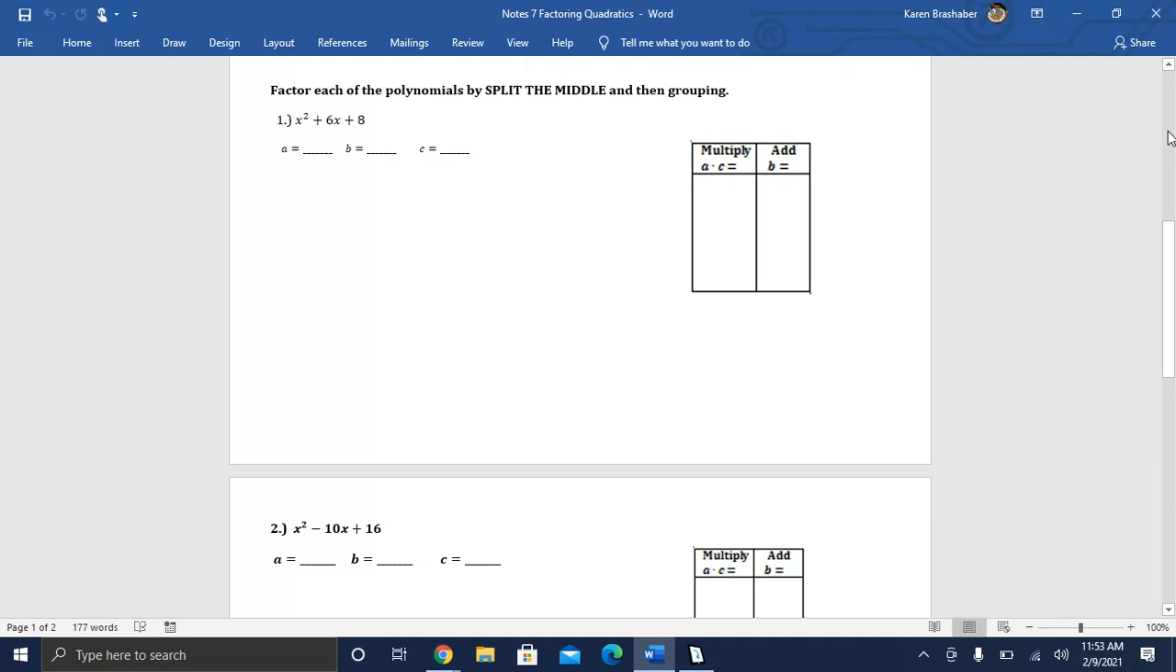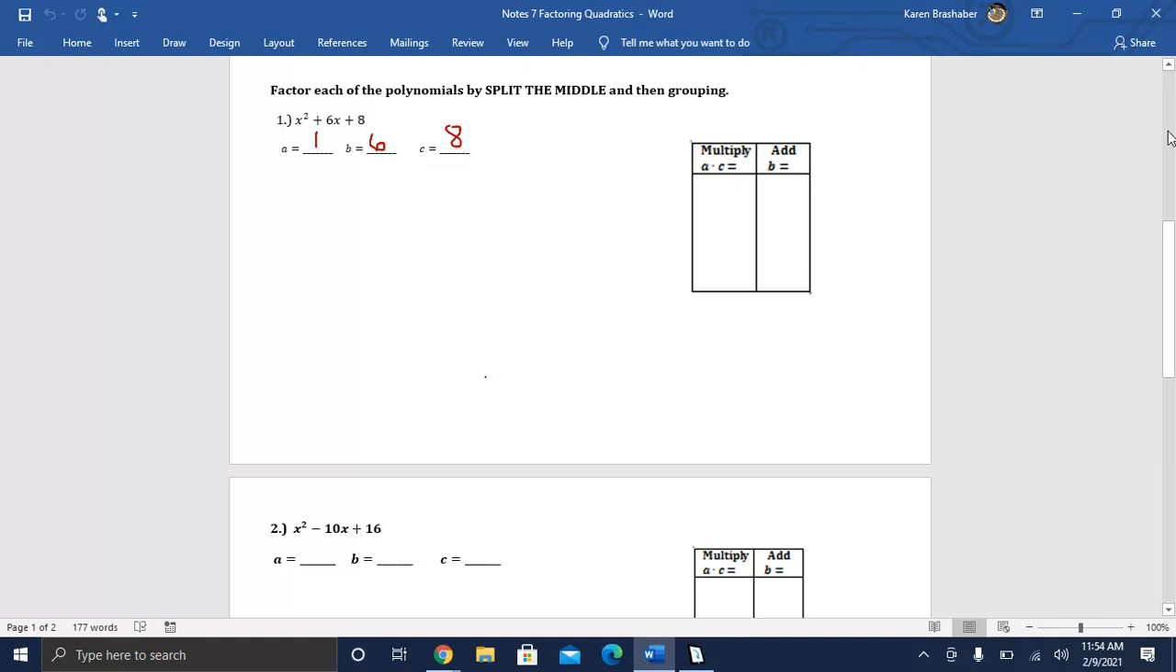When that is the case, and we have 3 terms showing, then let's identify our A, B, and C. So A is that number in front of x squared. That would be a 1. Our B is the number in front of x. That would be a 6. And our C is the number that does not have a variable with it. And so that would be an 8.